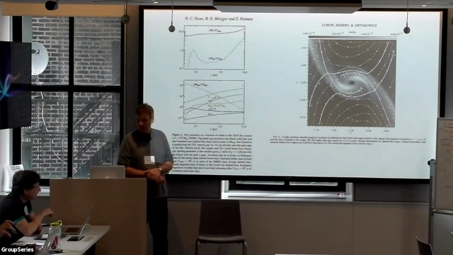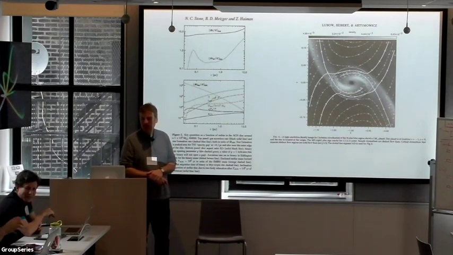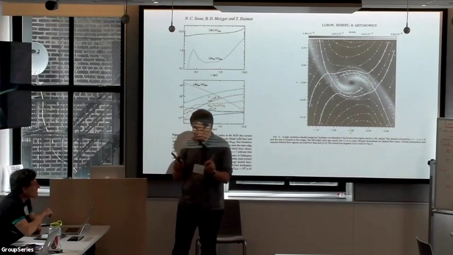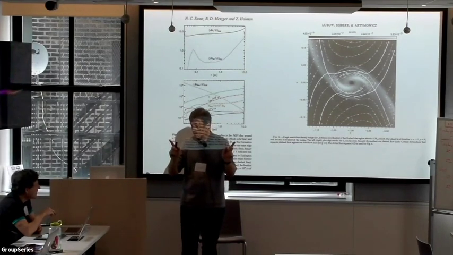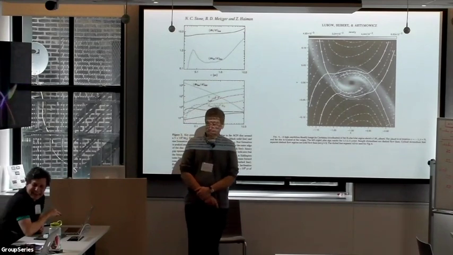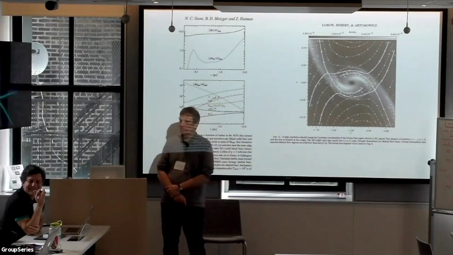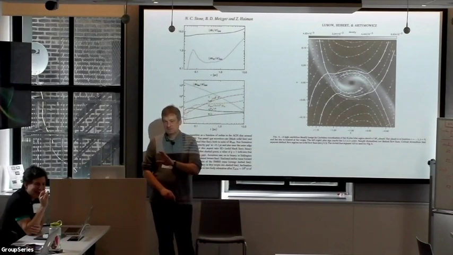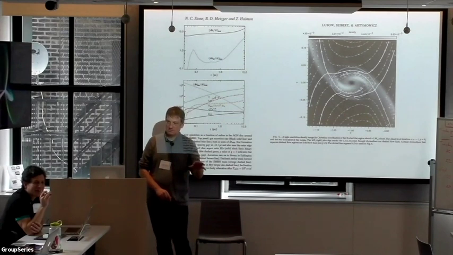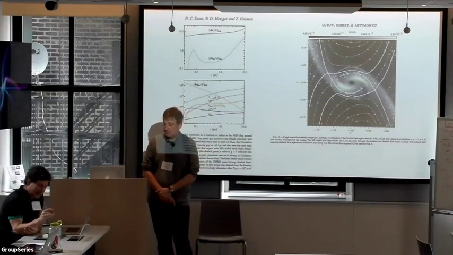Yes, an ADAF. So it'll be an ADAF. It's not an ADAF, it's a flow where the diffusion time of photons outwards is longer than the free fall time inward. So it's advection. It's an ADAF. Sorry, I take that back. It's an ADAF, not in the usual regime of very low m dot. It's a very high m dot, radiatively inefficient flow.